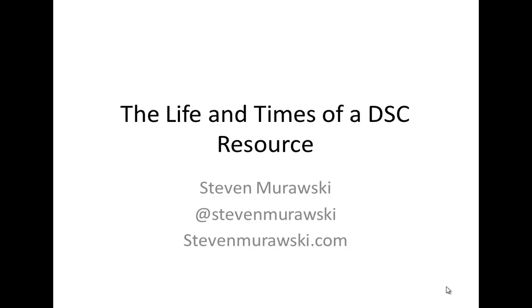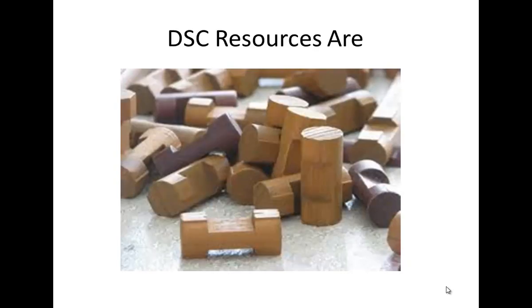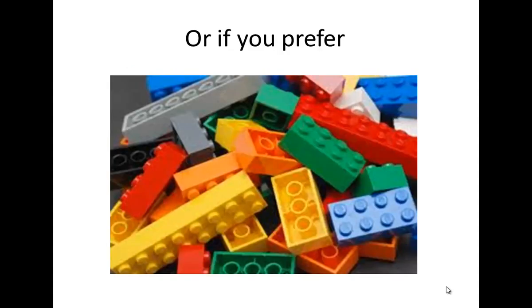So we're going to start out with DSC resources. So really, DSC resources are the building blocks that we use to compose our infrastructure. They are the things that we can kind of glue together in a number of different ways, just like our Lincoln Logs or Tinker Toys, or if you prefer your Legos. We can compose these things to make our servers look like what we want them to do. And the resources are what actually do the work and build that state.